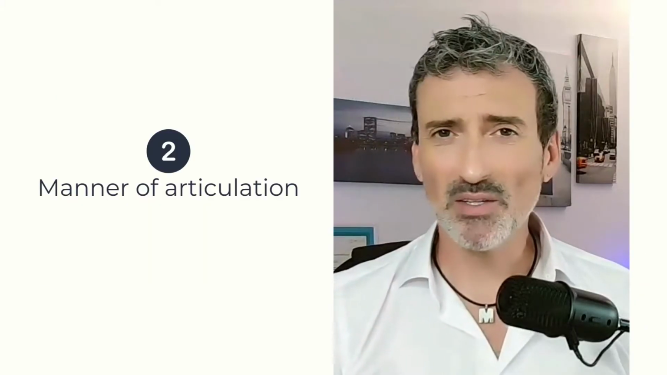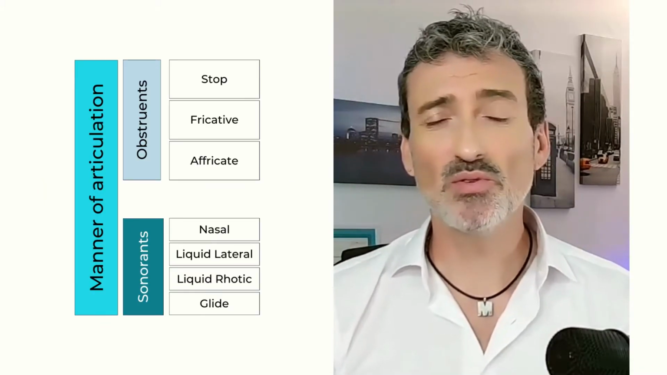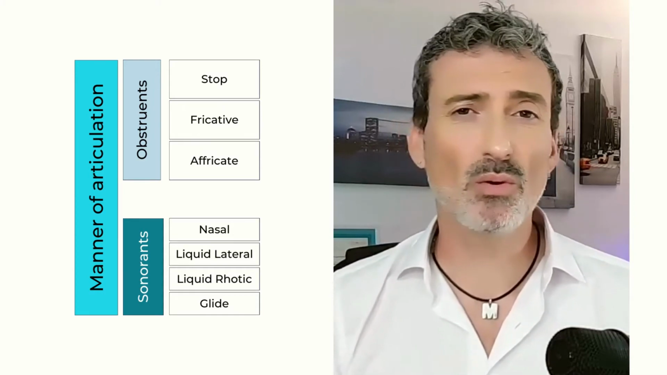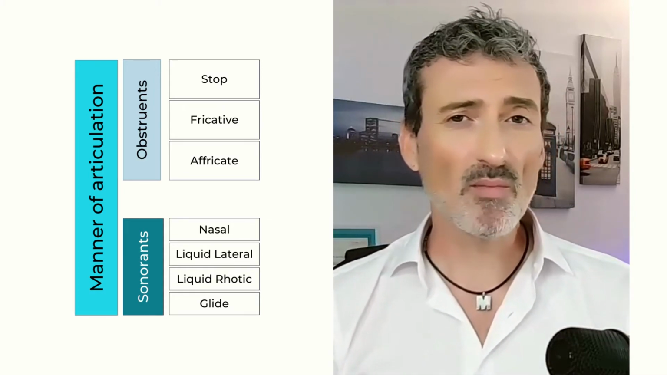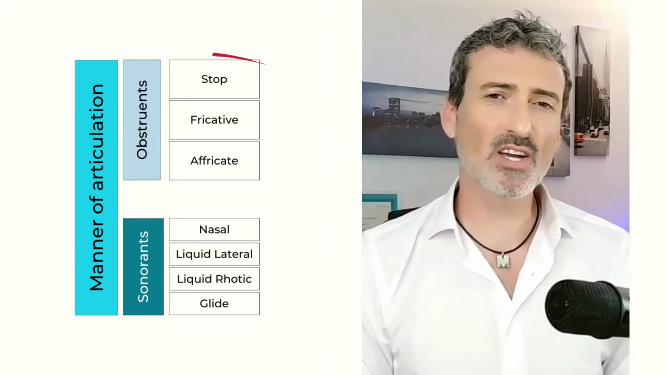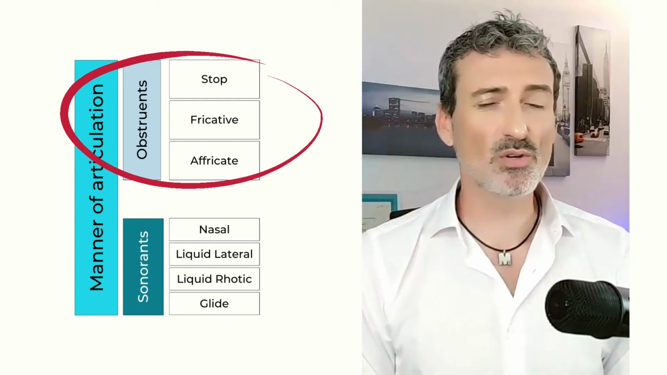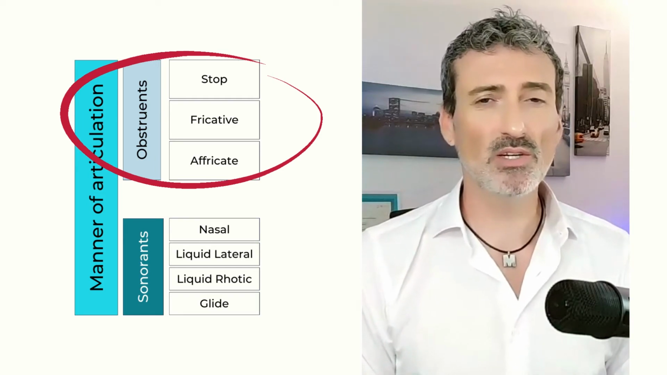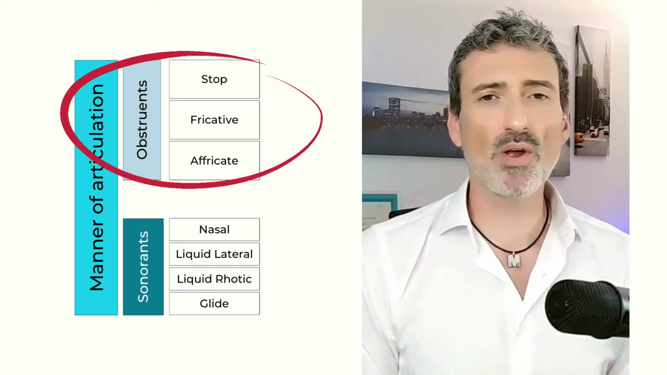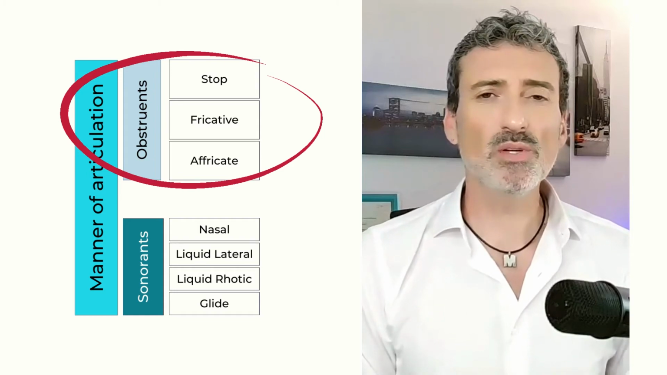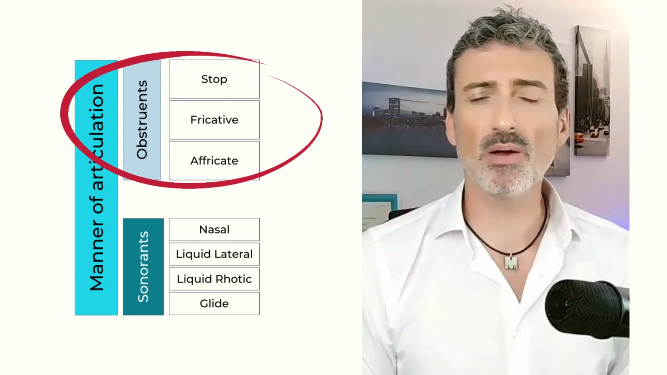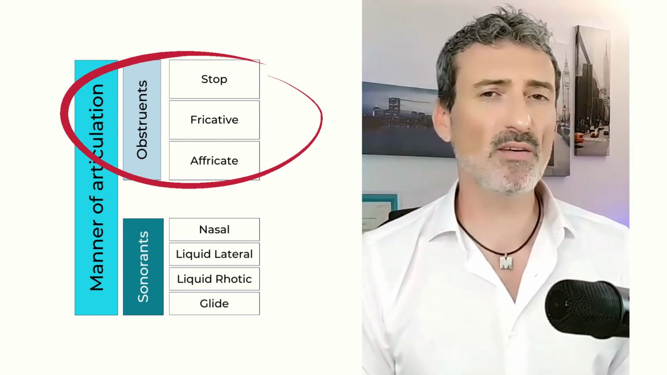Number 2 is the manner of articulation. Now it's time to describe the consonants based on the manner of articulation. This is what happens to the air when coming from the lungs towards the oral or the nasal cavities. The consonants are organized in 2 groups according to their manner of articulation. We have the obstruents at the top, and then at the bottom we have the sonorants. The obstruents are divided into 3 groups. We have the stops or plosives, then we have the fricatives, and finally the affricates.